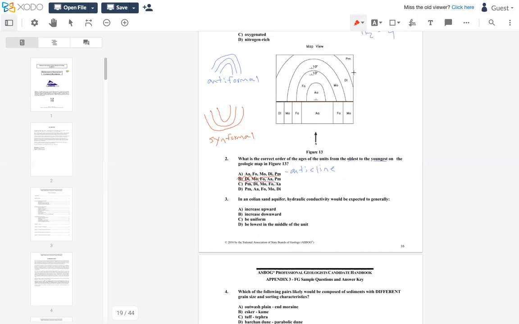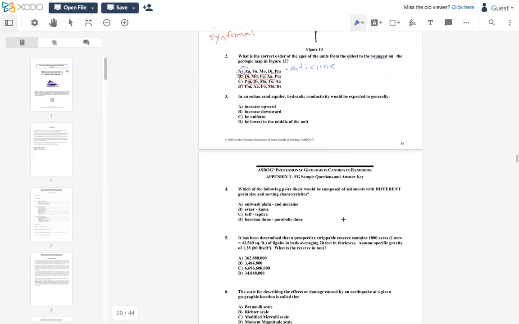D, PM is the oldest, DI is the youngest. So again, principle of original horizontality, that just doesn't make sense geologically. So we can be pretty confident that A is our correct answer, that it's an anticline. All right. Moving on to the third question.